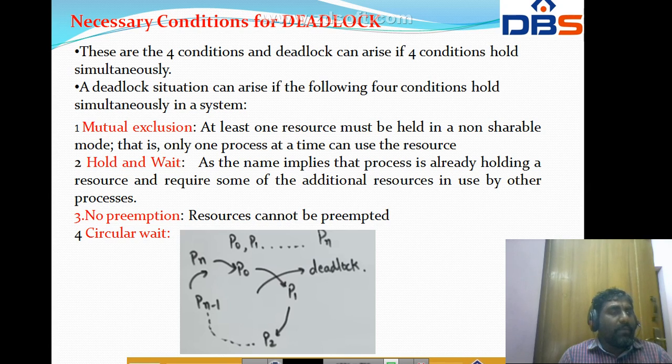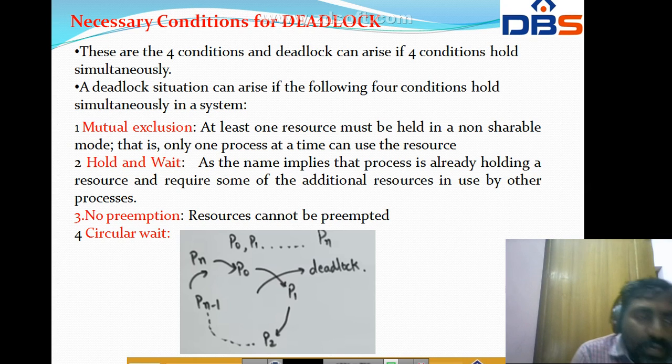We will see one by one what is mutual exclusion, what is hold and wait, and so on. What is meant by mutual exclusion? In mutual exclusion, at least one resource must be held in a non-shareable mode. That is, only one process at a time can use the resource. If another process requests that resource, the requesting process must be delayed until the resource has been released. This is mutual exclusion.